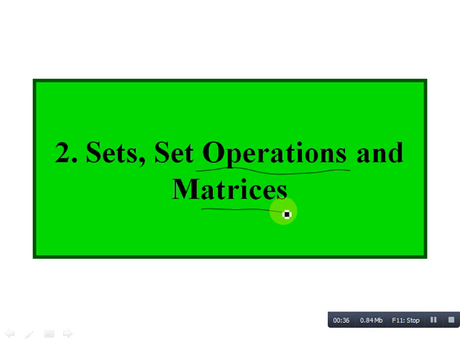In the set operations, we are going to discuss the identities and how to solve those identities or how to prove those identities, and then we'll move ahead for the matrices.